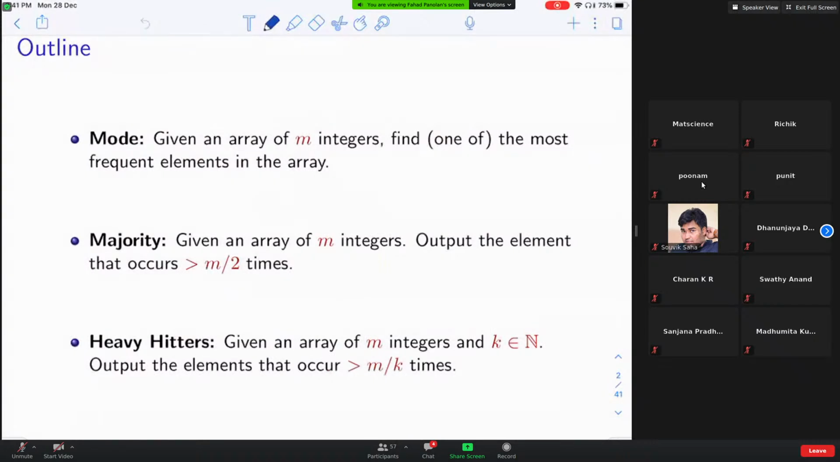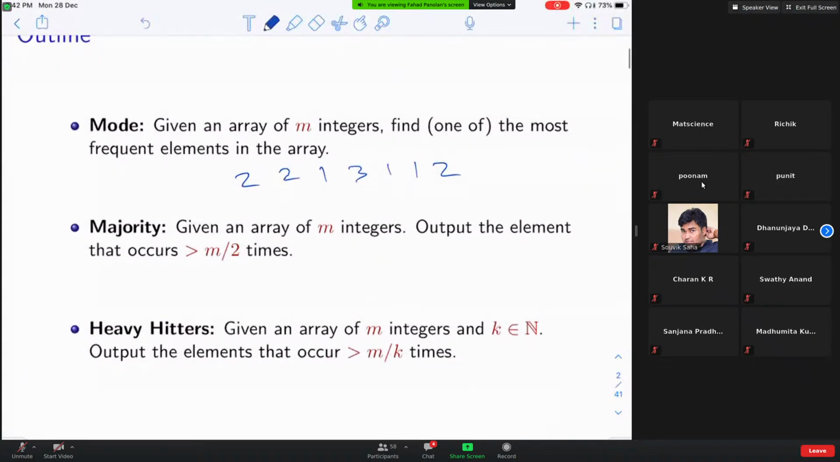Okay, what is the mode problem? Given an array of m integers, I want to find one of the most frequent elements in the array. For example, suppose I have 2, 2, 1, 3, 1, 1, then the output of my algorithm should be 1 because 1 occurs the most number of times. Suppose I have one more 2 here, then the output can be either 1 or 2, because both of them are most frequent elements. That is the mode problem.